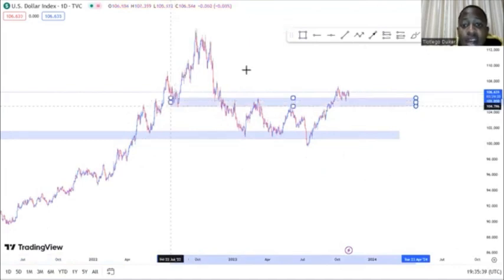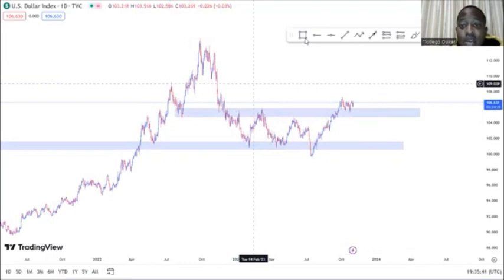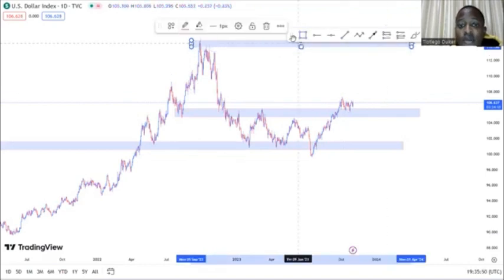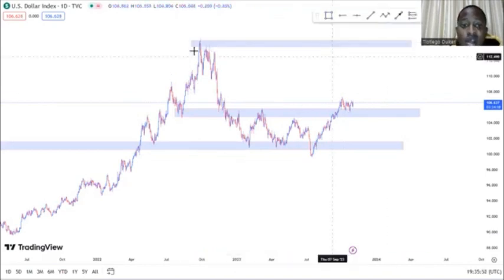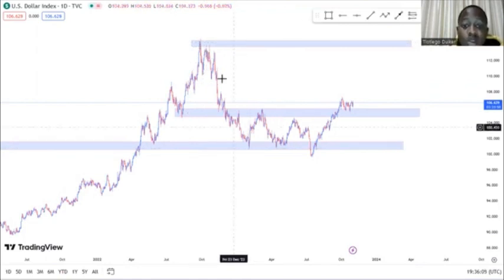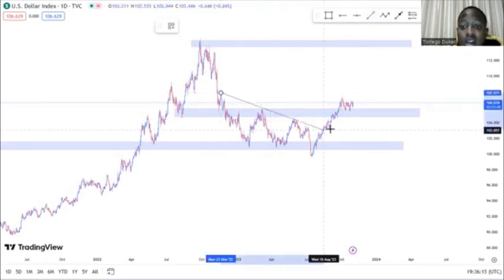Remember, the higher time frame zones have higher probabilities of playing out. We also have this high here. The market started dropping from here, so it shows this is a very strong resistance zone. The market came from here and just fell. We had an impulse to the downside, and we started having a correction, this corrective structure.